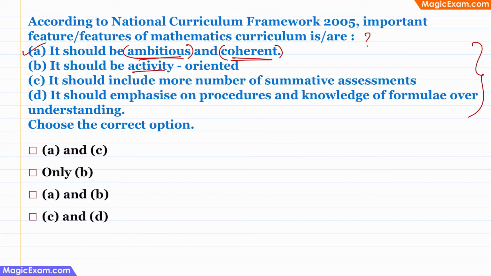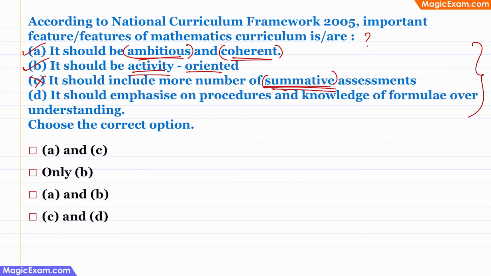Then it should be activity oriented. If it is only theory oriented, the children will become bored very soon. So it should be activity oriented. So this is correct. And it should include more number of summative assessments. Summative assessments means like the annual exam or the monthly tests or the weekly tests, right? So if you are using a lot of summative assessments, then this is not something that is recommended under the continuous and comprehensive assessment that is recommended by NCF. Therefore, including more number of summative assessments is not ideal.